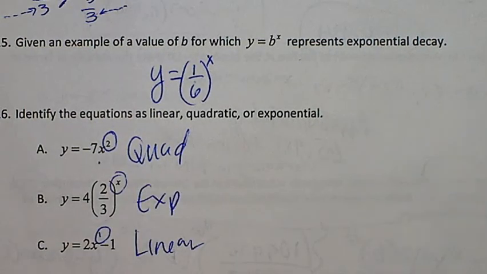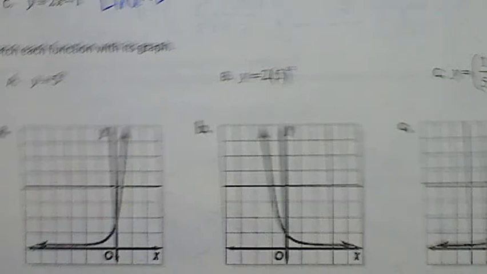By the way, is B an example of growth, decay, or neither? Decay, and why? There's 2 reasons. B is between 0 and 1, and A is positive. Go down to 17 for A, B, and C.